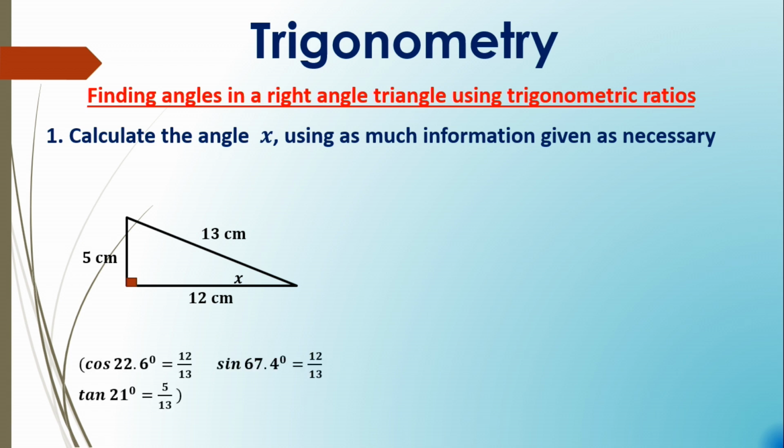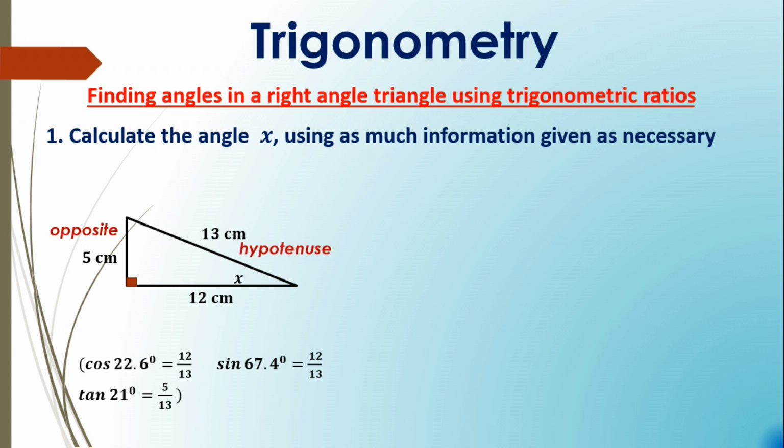You are also given these trigonometric ratios. That is, cos of 22.6 degrees equal to 12 over 13, sine of 67.4 degrees equal to 12 over 13, and tan of 21 degrees equal to 5 over 13. Now, to be able to find the value of angle x, first we are going to label the different sides of the right angle triangle.